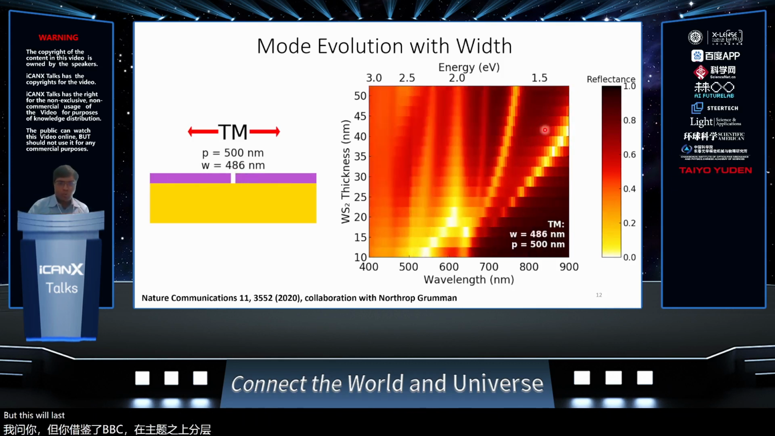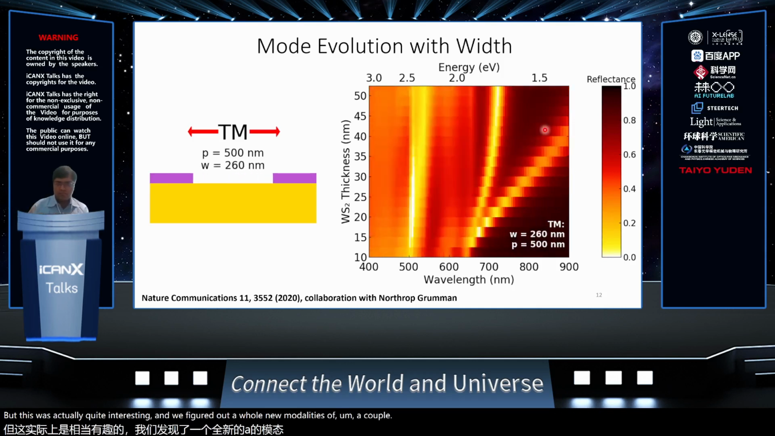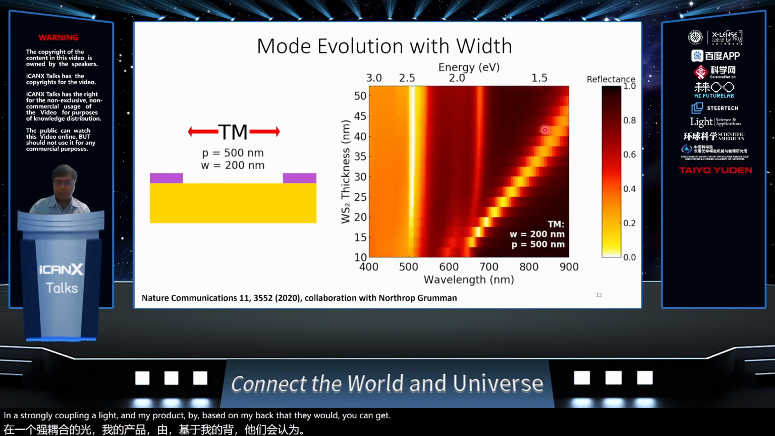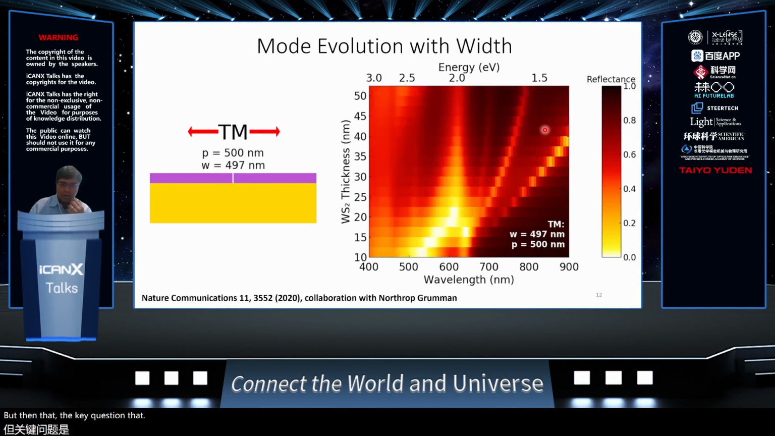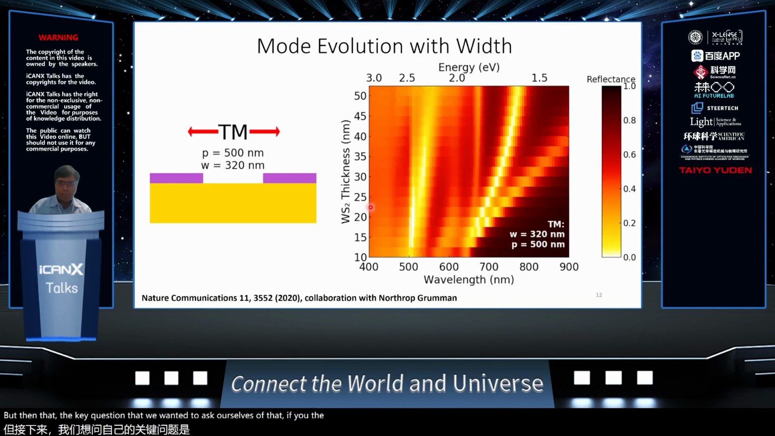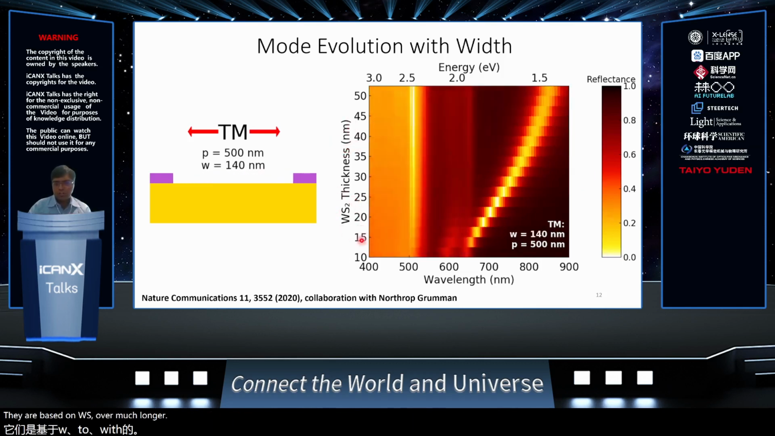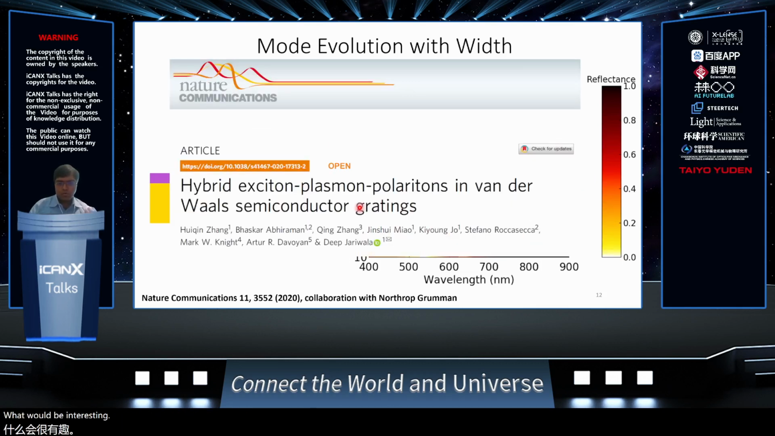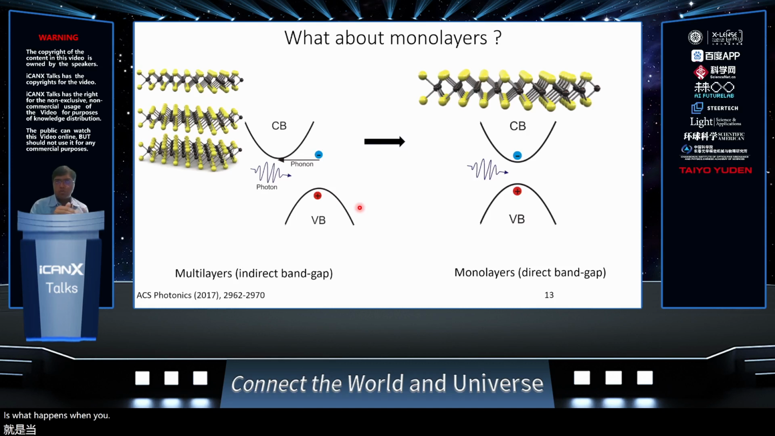So this was actually quite interesting, and we figured out a whole new modality of strongly coupling light and matter excitations, the matter excitations being excitons and plasmons, and light being photons. But the key question we wanted to ask ourselves is that all of our structures are based on WS2 with much larger thicknesses, a few tens of nanometers. We published all these results in this paper, which you can look at, but what would be interesting is what happens when you go to the monolayer limit.